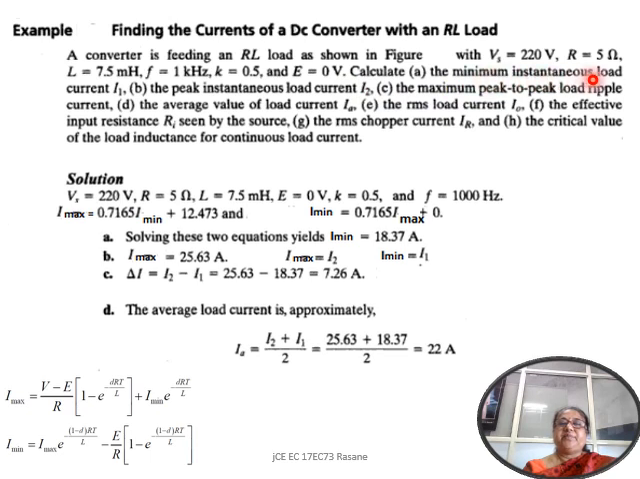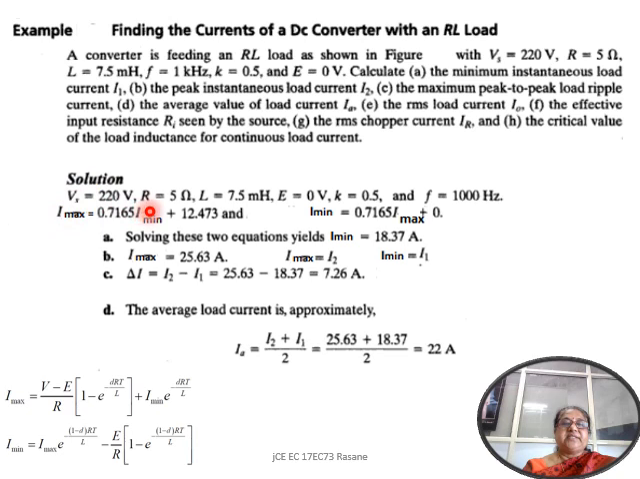Calculate A, the minimum instantaneous load current I1, that is I minimum, the peak instantaneous load current I2, that is I max, the maximum peak to peak load ripple current, and the average value of the load current, the RMS load current, the effective input resistance Ri seen by the source, and the RMS chopper current IR, and the critical value of the load inductance for continuous load current. So let us look at what are the given parameters and what we are supposed to evaluate.